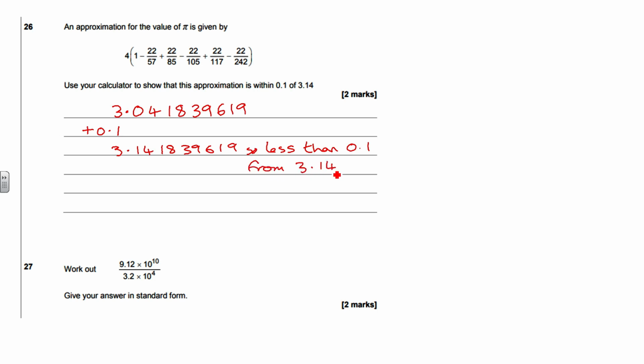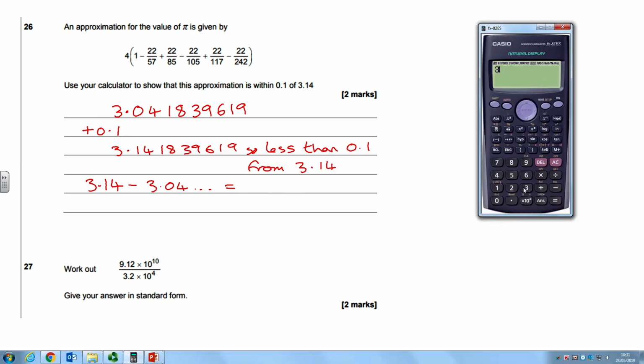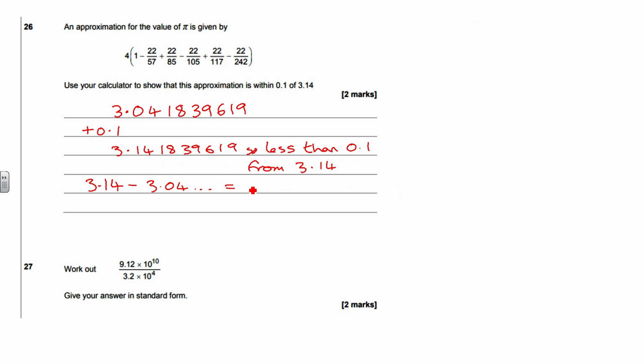I suppose the other way to do it is to say 3.14 minus 3.04 and so on equals, and show that the answer is less than 0.1. So 3.14 minus my last answer is 0.098. And that 0.09816 is obviously smaller than 0.1.